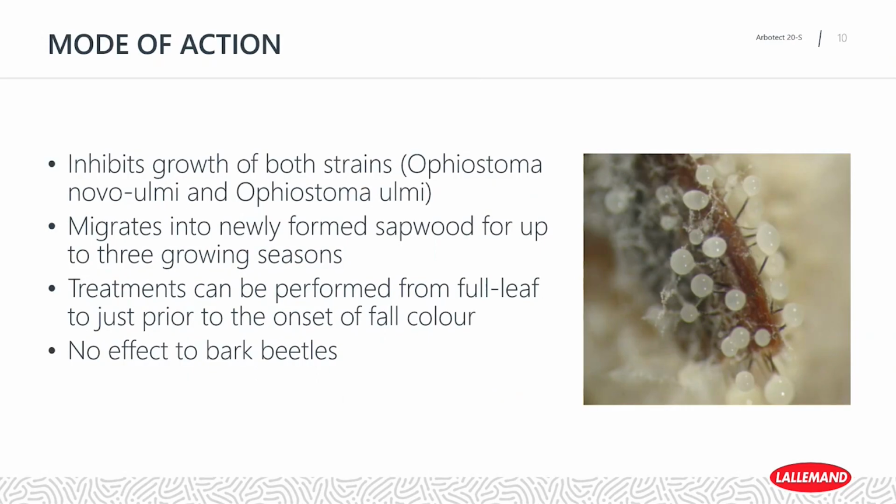So the way that Arbotect works, the way that it protects elm trees, is it'll inhibit both strains of the DED fungus, so Ophiostoma ulmi and Ophiostoma novo-ulmi, by migrating into newly formed sapwood, and this over the course of 3 growing seasons. Arbotect has no effect on the bark beetles, and treatments can be performed from full leaf out to the onset of leaf senescence, which typically happens early to mid-September.